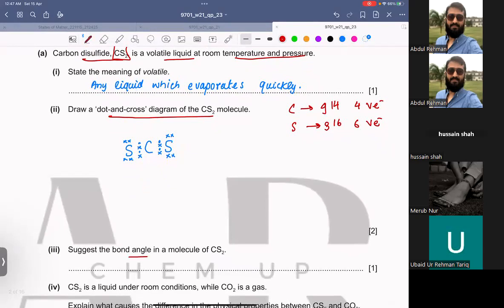Now suggest the bond angle in the molecule of CS2. So if you see in CS2, there is no lone pair and only 2 bond pairs. That leads to a linear shape, and then the bond angle is 180 degrees. So here you would write 180 degrees. Is this clear to everyone?